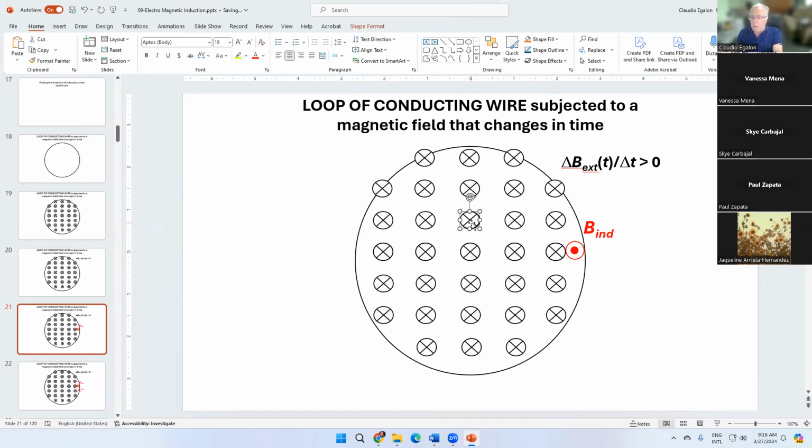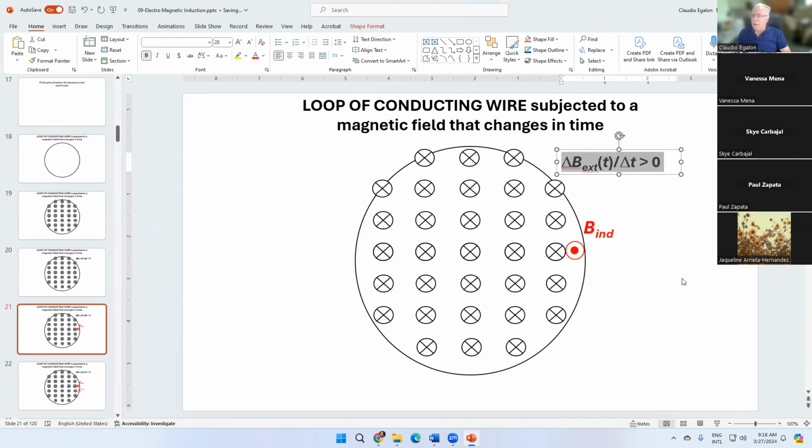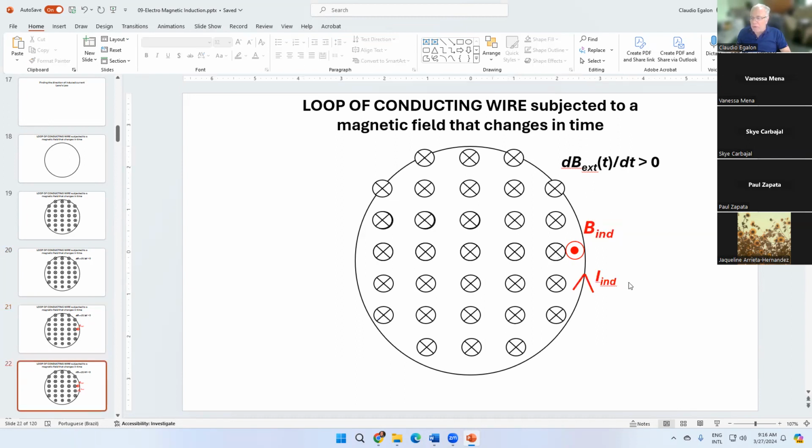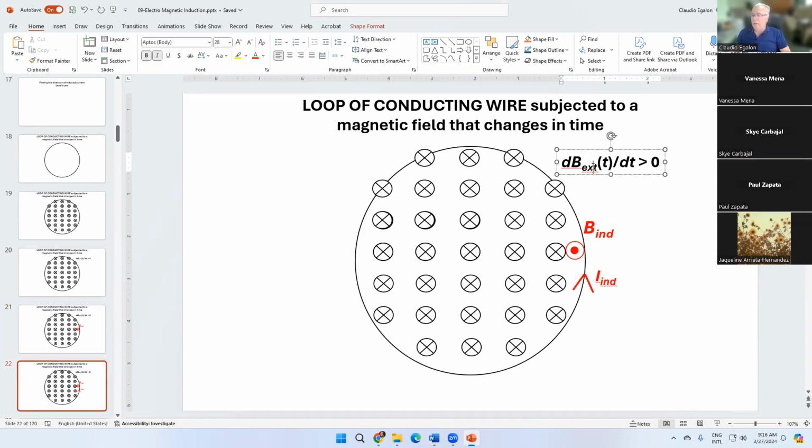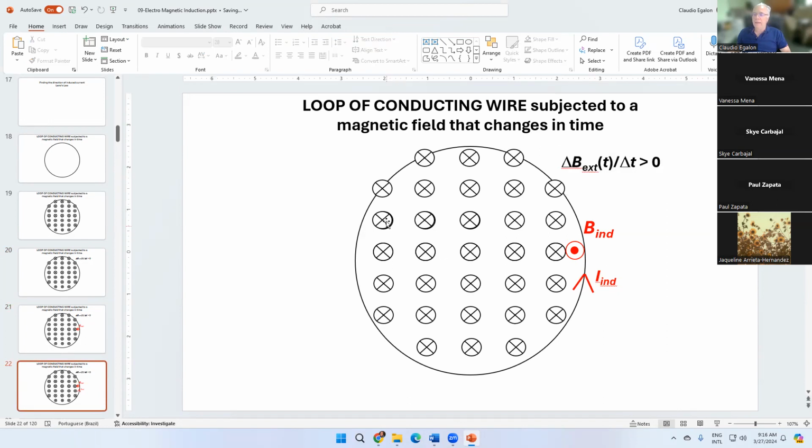Lenz's law. Since the external magnetic field is increasing, it is going to induce a current that has a magnetic field associated with the current. This induced magnetic field associated with the induced current is going to point contrary to the external magnetic field. What does that mean? It means that the induced current is going to rotate counterclockwise in the circuit, like that.